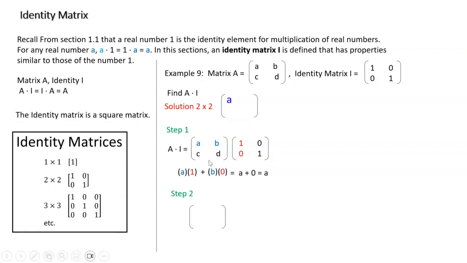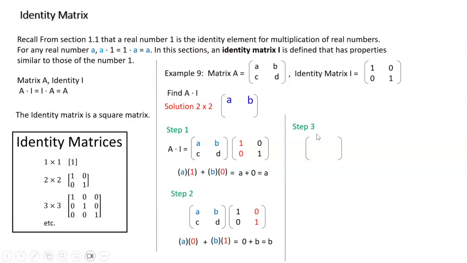Now comes step 2. I'm going to multiply the first row times the second column. A times 0 plus B times 1 is going to give us 0 plus B. So the answer is B, and the B goes on the first row, second column. Since there are no more columns to do, we have to go to our next row.